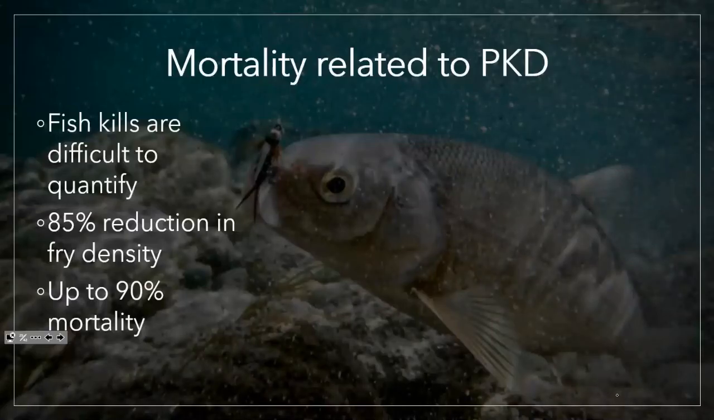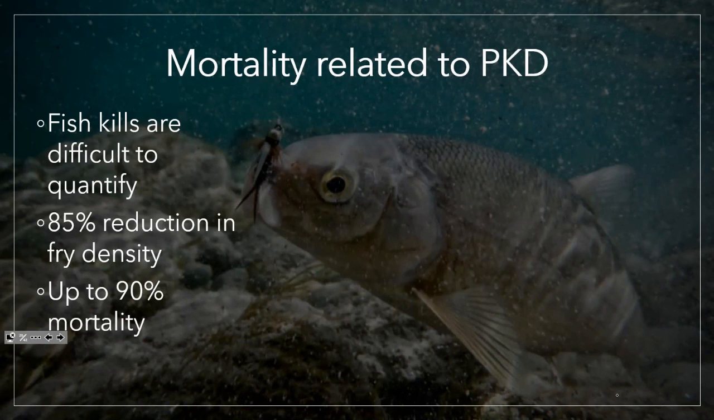Mortality is very, very high in populations that are affected by PKD. First of all, I would like to say that fish kills are thought to be very difficult to quantify. Even if they are occurring in remote stretches of river or in lakes or ponds, they can go completely undetected by people. It's very difficult to understand their true prevalence because of the role that predators take and the decomposition brought on by higher temperatures. It's hard to know their full extent.